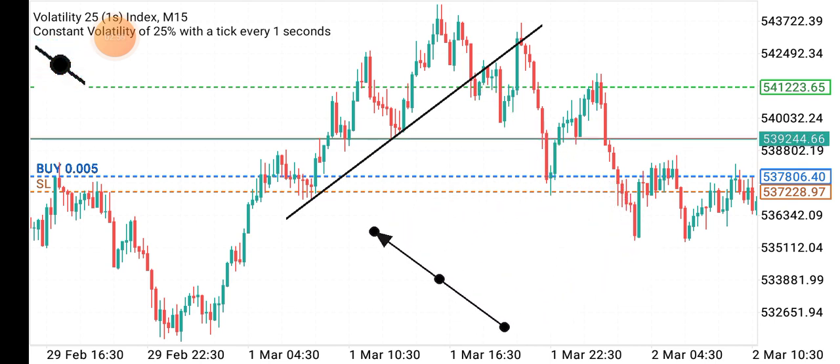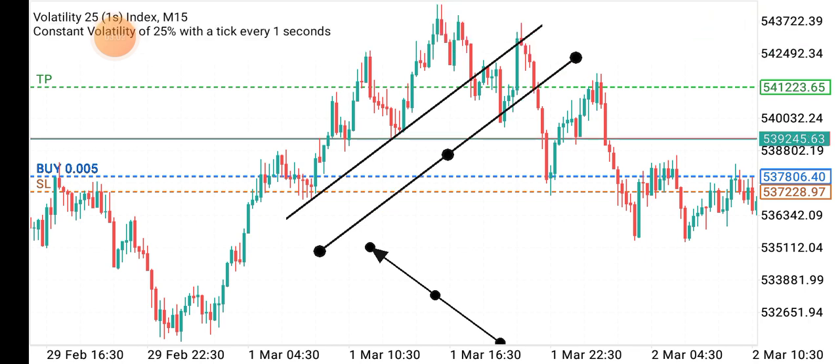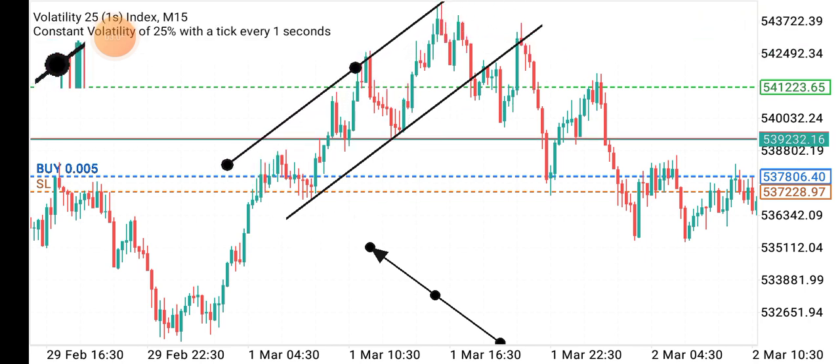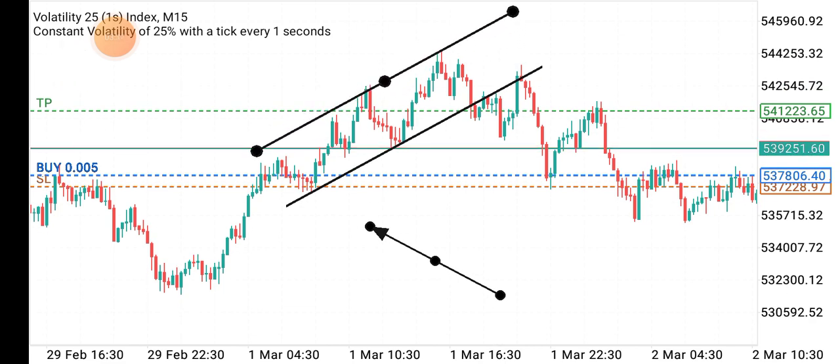All right, so as you can see, then we still have another one right here. We can put another trend line up here to make it a complete channel, or whatever you call it. I think this is a channel actually.